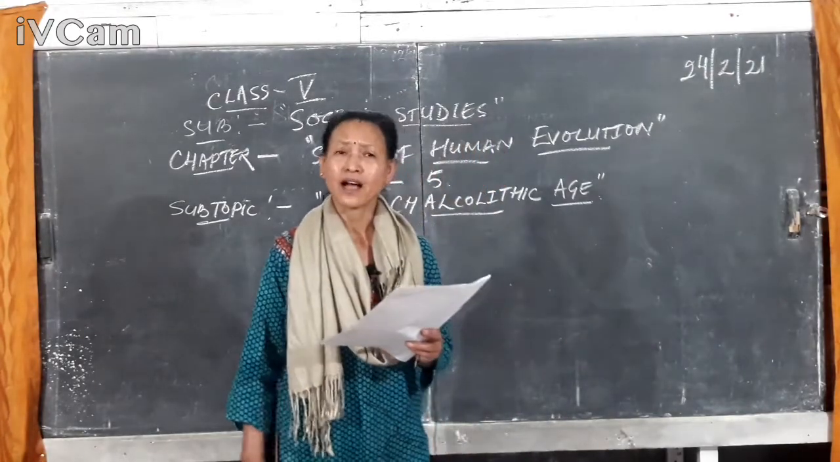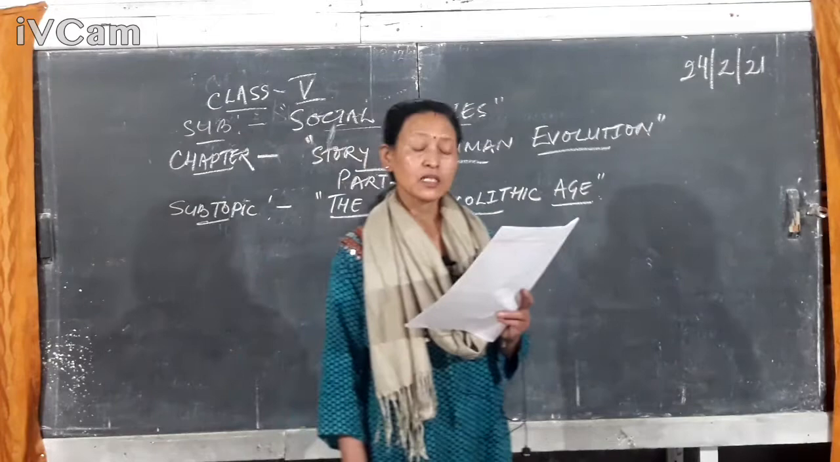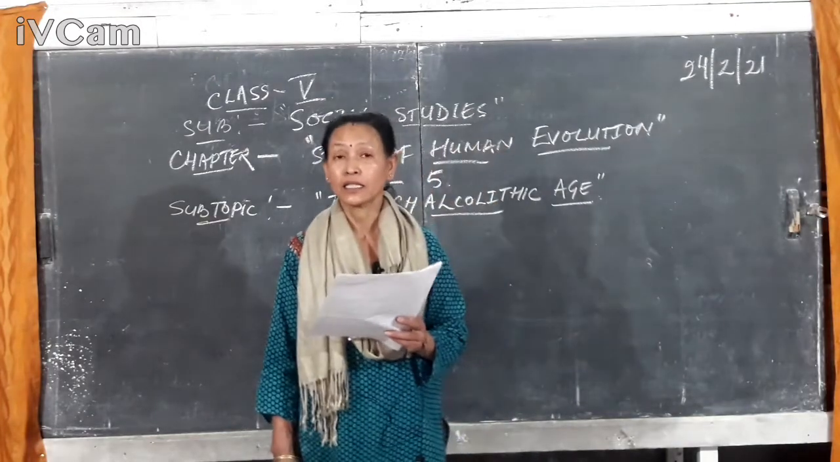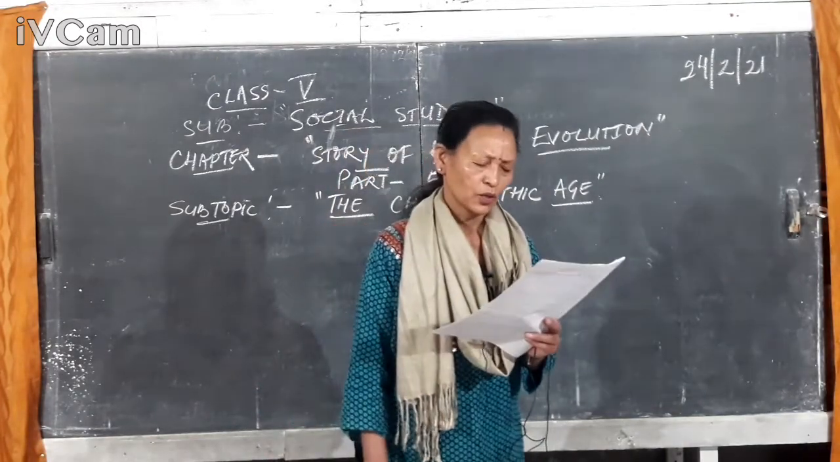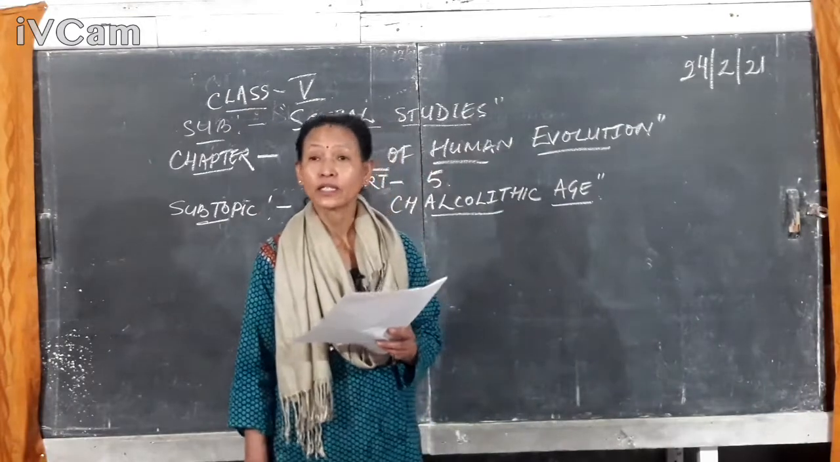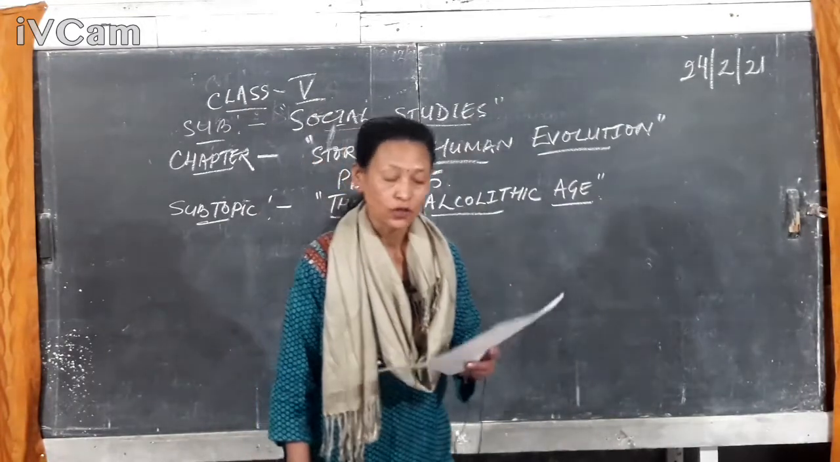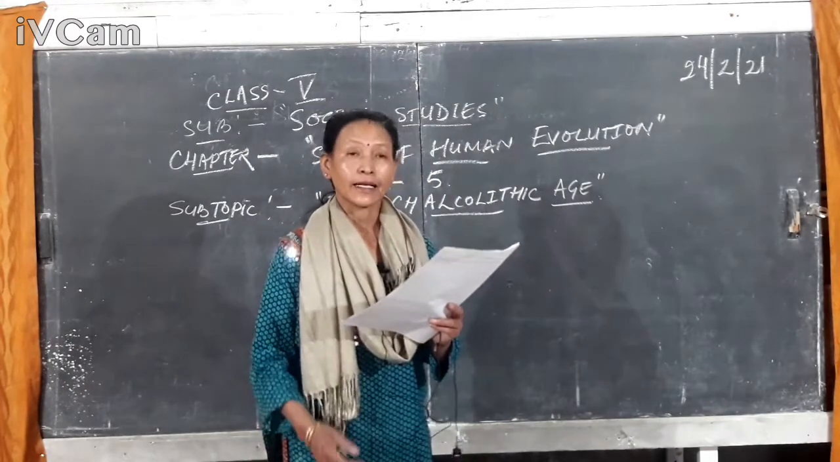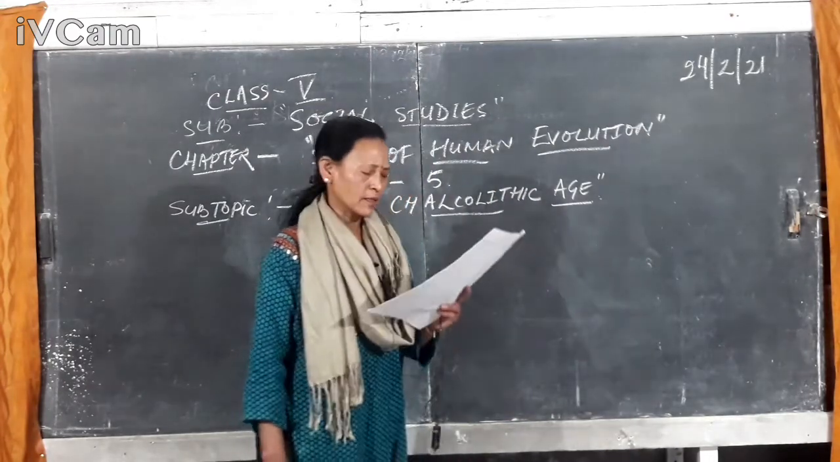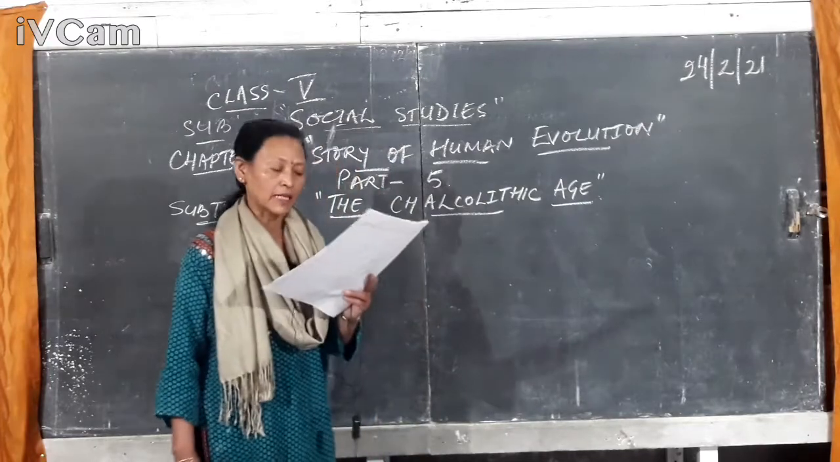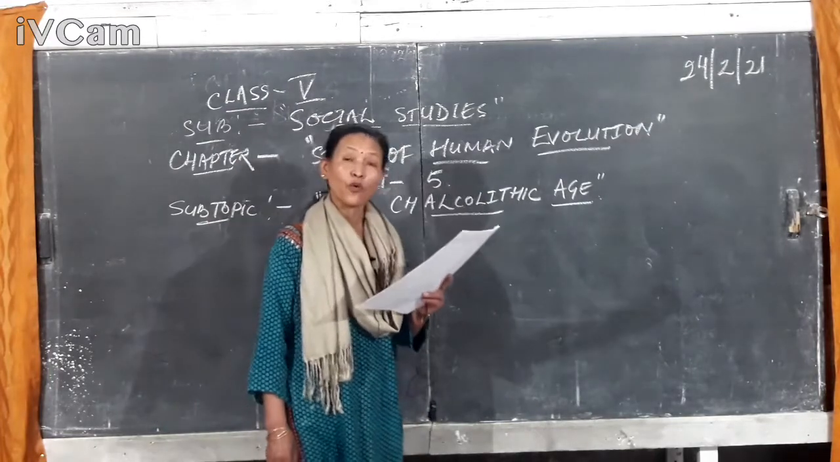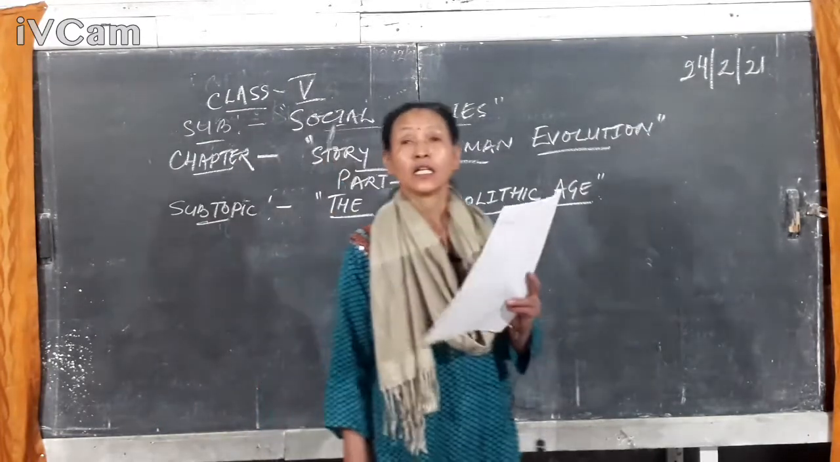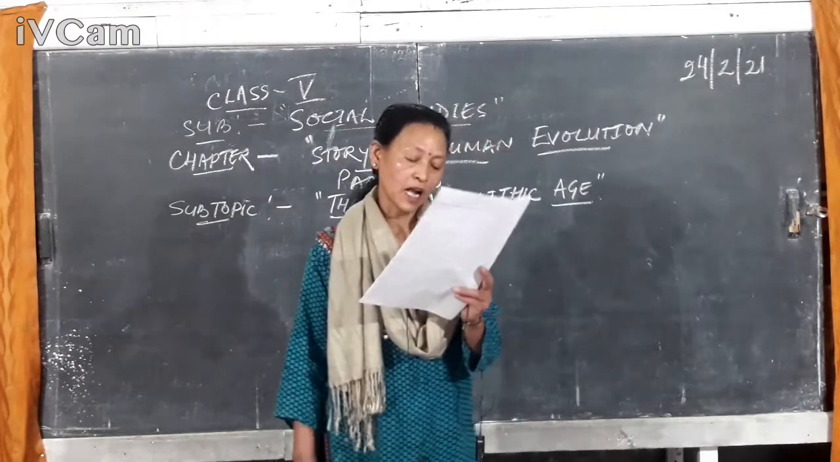Now, before we start, let's recap what we had learned in the earlier class. We had learned about the Neolithic age, the main features of the Neolithic age, such as stone tools, agriculture, settlements, domestication of animals, and the invention of the wheel.